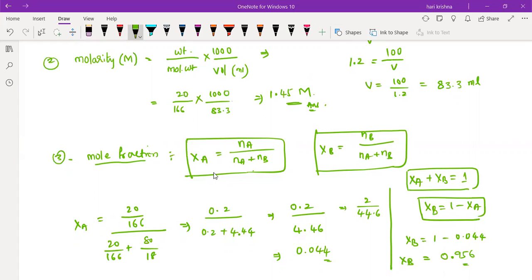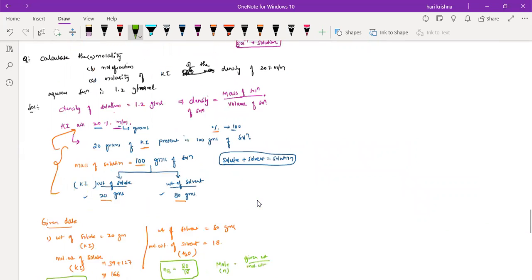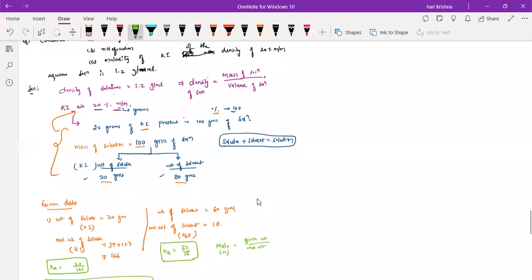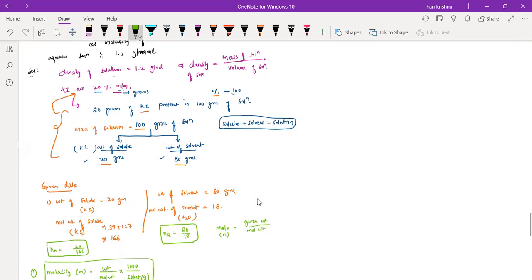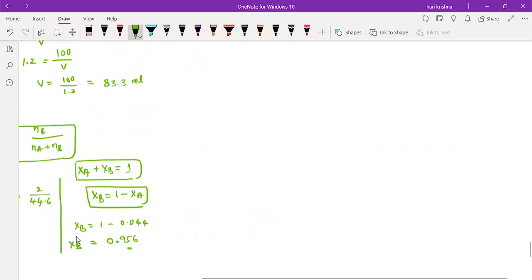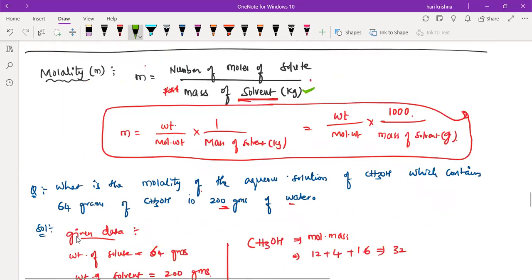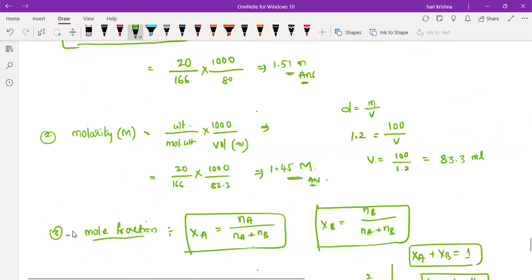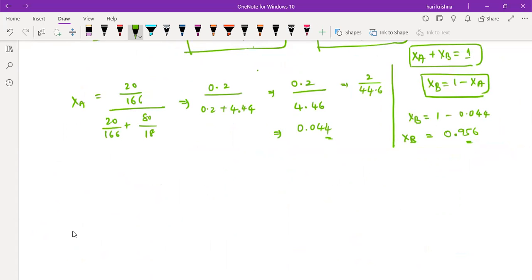So any doubts in this sum first? Because in this one sum you can cover all the concepts here. So calculate the molarity, mole fraction, molality whenever the mass percentage is given and the density is given. So if you have any doubts, you can ask me in this. It is a very important problem. Any doubts? Shall we go to the next problem? Yes. Okay.